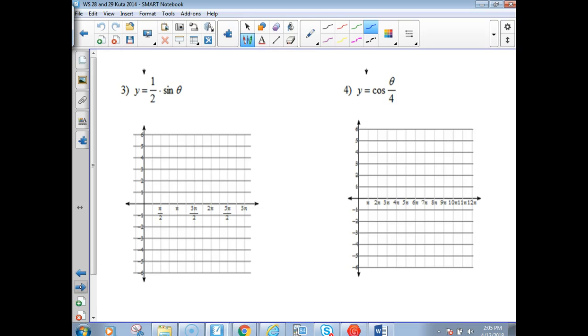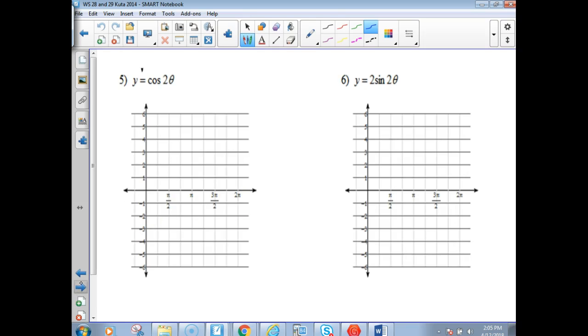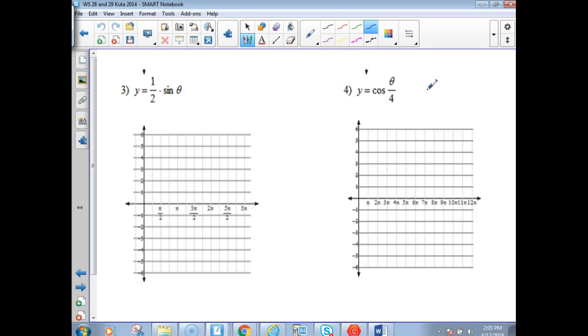There's some period changes. When you get to number 4, you need to know that that would be 1/4 for the B value. So then the period would be 2 pi divided by 1/4, so it would be 8 pi. And this is labeled just fine for that. So you know one cycle is going to happen out to here.